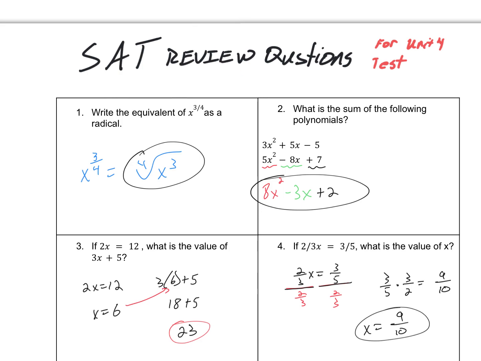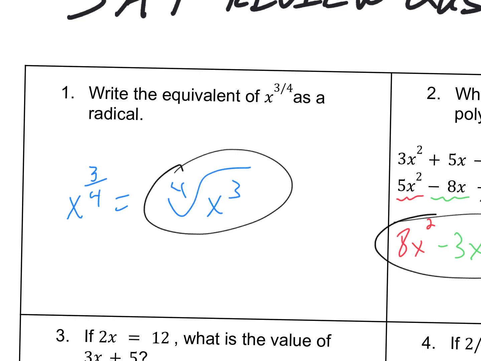So on number one here, I just put: write the equivalent of x to the 3/4 as a radical. This is just a reminder, and it is a question very similar to the SAT. With the fractional exponent, the denominator of the fraction becomes the root power, and the numerator of the fraction is the power under the radical. So it's the fourth root of x to the third.